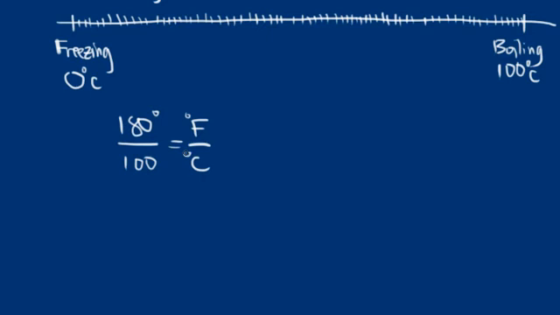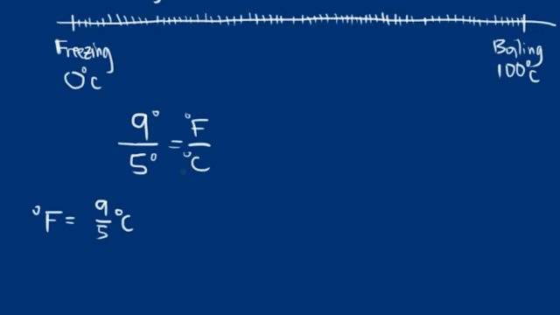Now to solve for the Fahrenheit temperature, you just manipulate this. Simplifying this ratio, you would get 9 over 5. So for every 9 degrees rise in Fahrenheit temperature, you would get a 5-degree rise in the Celsius temperature. So the temperature in degrees Fahrenheit is given by the formula: multiply 9 over 5 times the temperature in degrees Celsius.